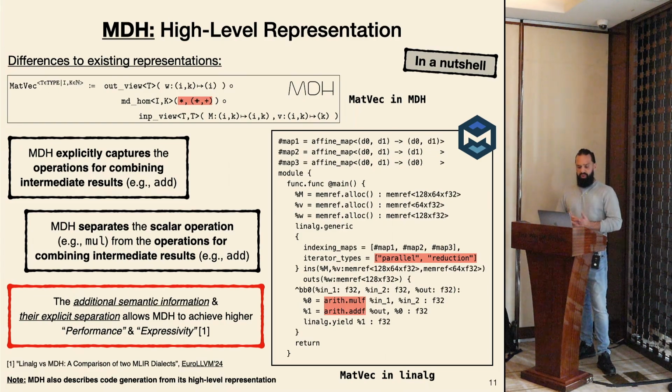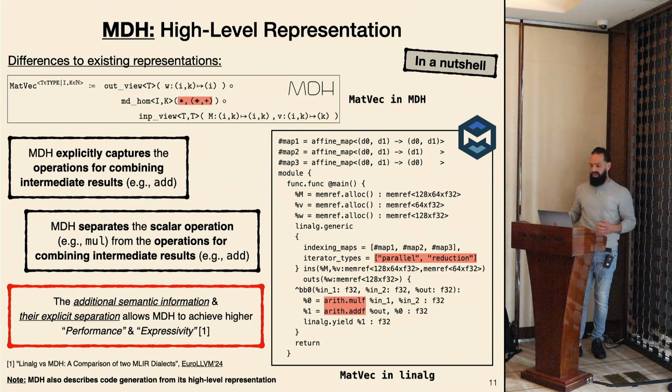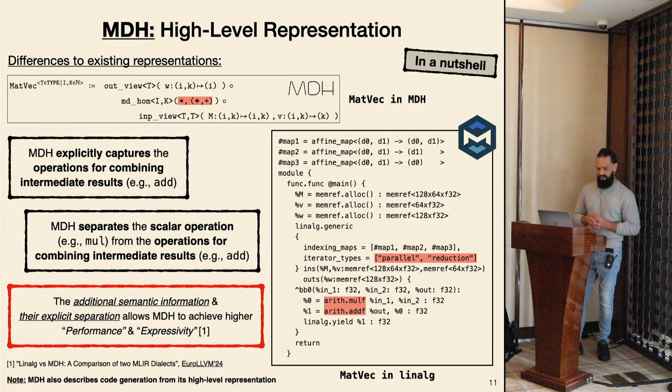And a further important point is that MDH clearly separates the scalar operations from the operations for combining intermediate results. So in our representation, we separate the multiplication, the so-called scalar function in MDH, from the addition and the concatenation. While in the linalg representation, they are fused together in the body of the linalg generic. This body of the linalg generic can be considered as a loop body here. And of course, for simple matrix-vector multiplication, you might be able to make a semantic analysis of the body and extract these operators. But for already slightly more complex use cases, that might become much more complicated, and in the general case it's even impossible according to Rice's theorem here.